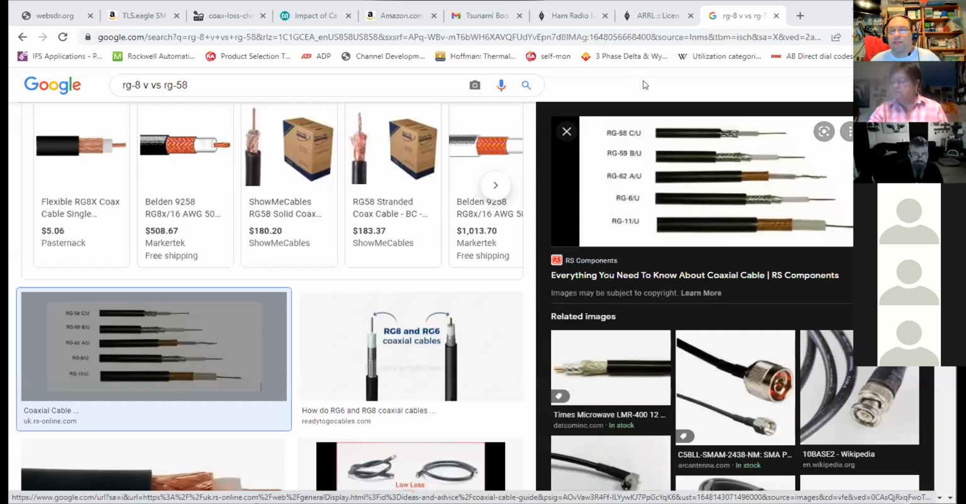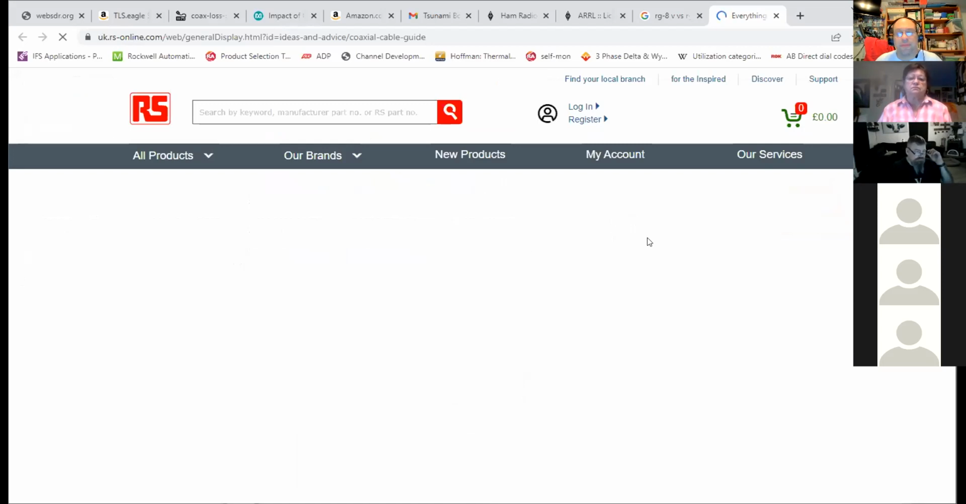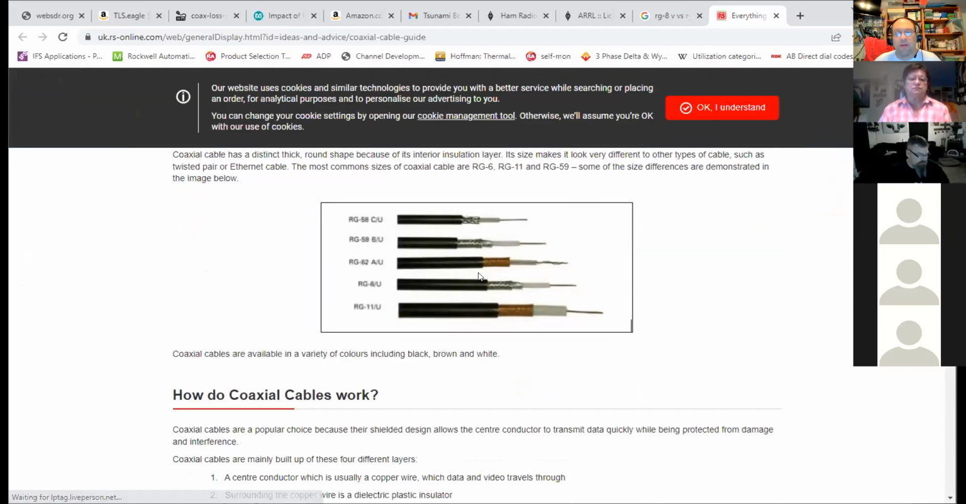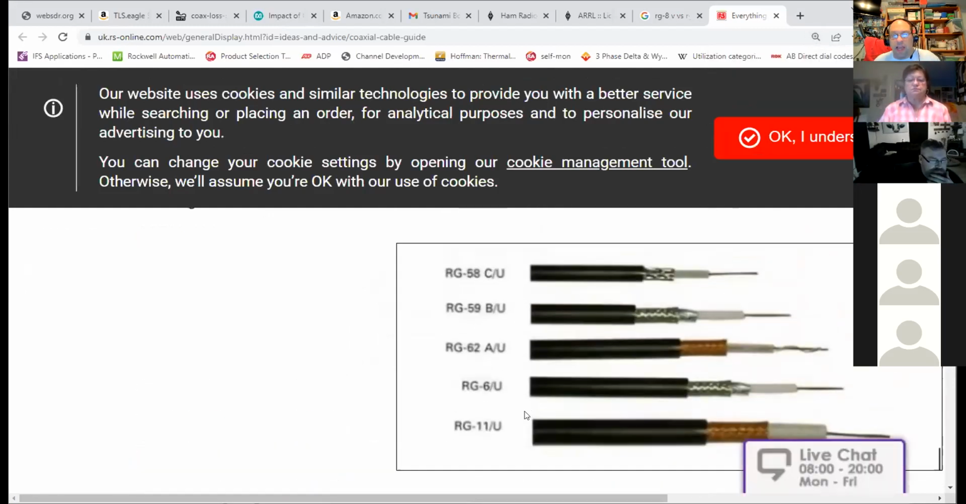Yeah. So, can everybody see that picture that says RG8CU? Let me pull that up. Here we go. Okay, so notice there's RG8, RG50, RG58, 59, 62, 6, and 11.